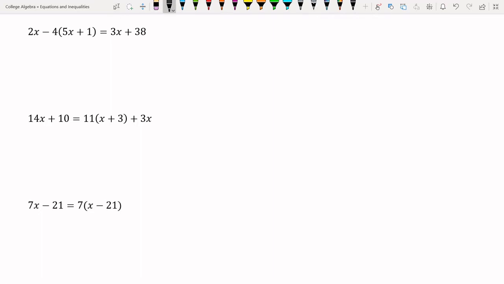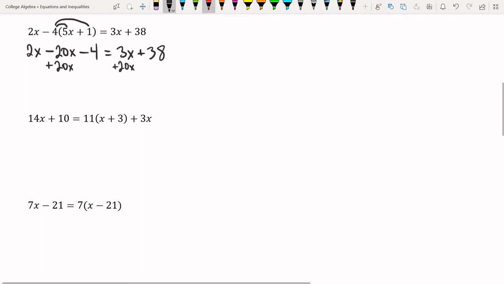On this top one, I'm going to distribute the 4. And we get 2x minus negative 4 times 5 is negative 20. Negative 20x. Negative 4 plus 1 is negative 4. And that equals 3x plus 38. Now I'm going to get the x's to one side and the numbers to the other side. So let's add 20 to the right-hand side. That, of course, cancels the 20 here.